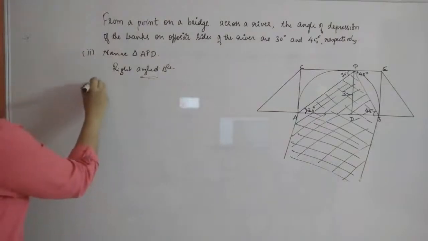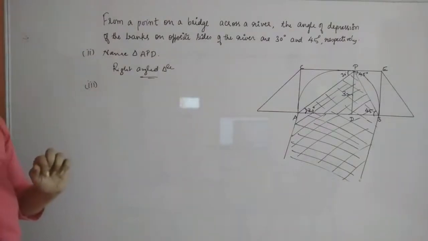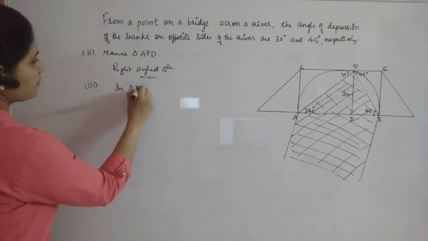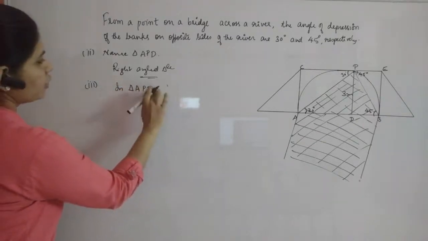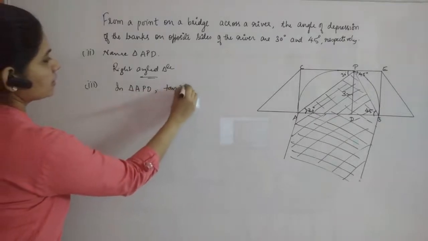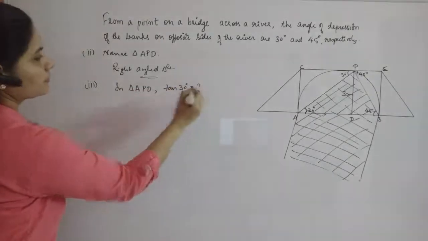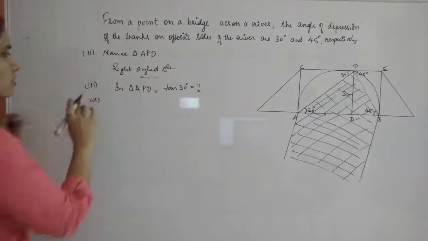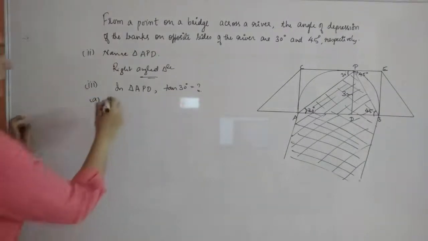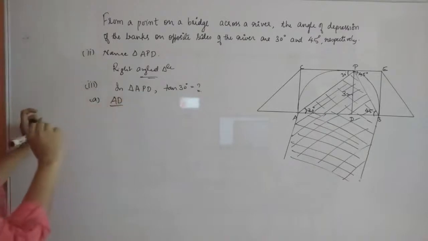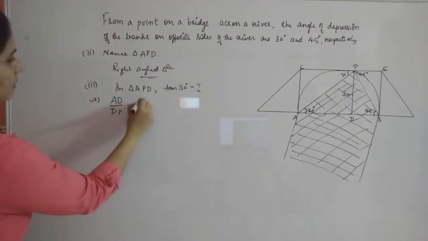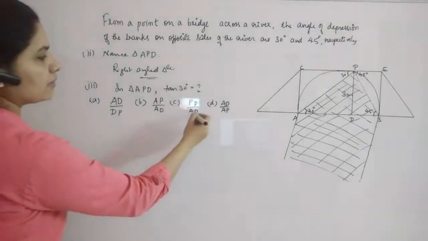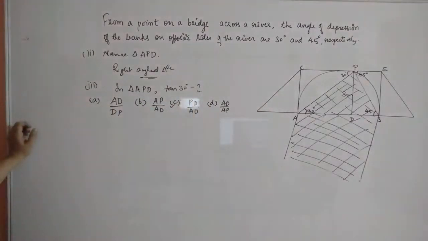Okay. Next subdivision is in triangle APD. What is tan 30 degrees? In triangle APD, what is tan 30 degrees? According to the options only you have to give the answer. It will be PD by AD, which will be option C.